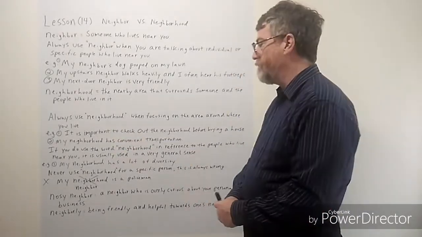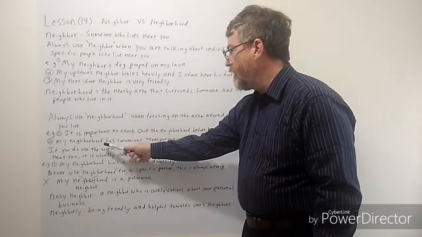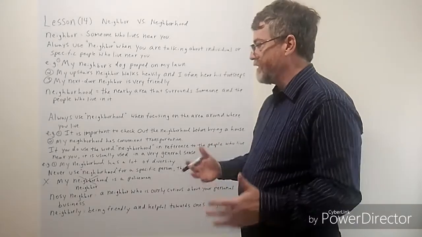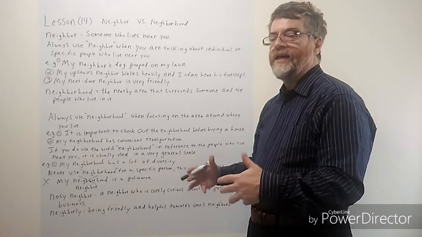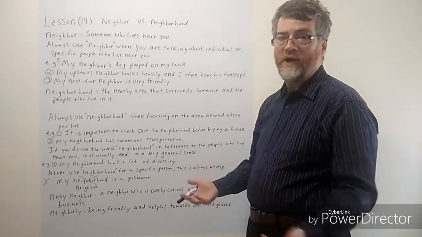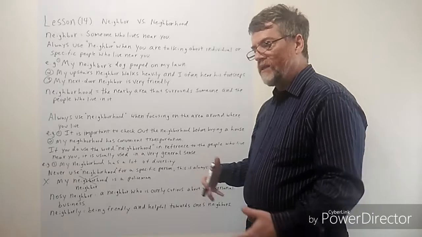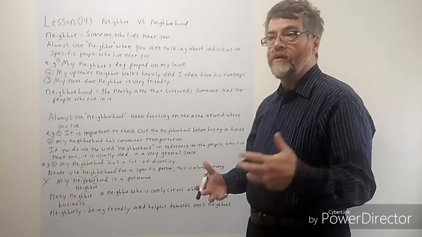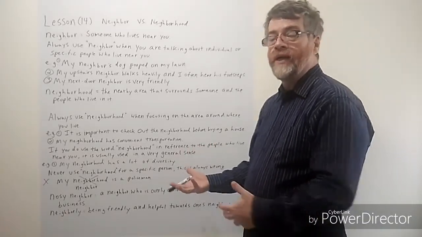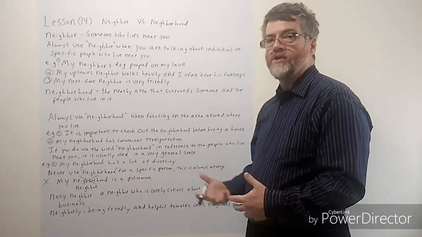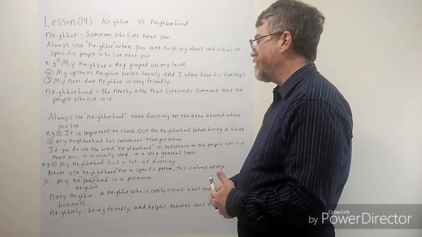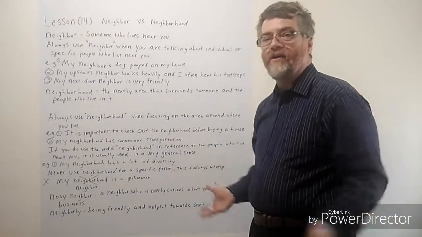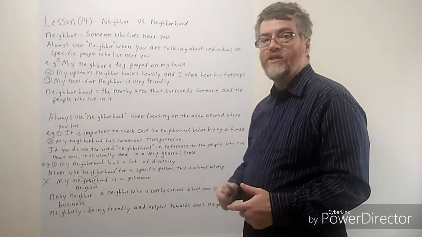And here's some typical examples. It is important to check out the neighborhood before buying a house. Yes. Here you're definitely focusing on the area. And this is maybe true good advice. If you want to buy a house, you want to look at the area, is it a safe area? Is there crime? If you have children, you might be wondering, are there schools nearby? There's a lot of things that you might want to focus on before you move to a new area. So that's what we say. Yes, it is important to check out the neighborhood. So check out the area. Definitely use neighborhood in that situation.